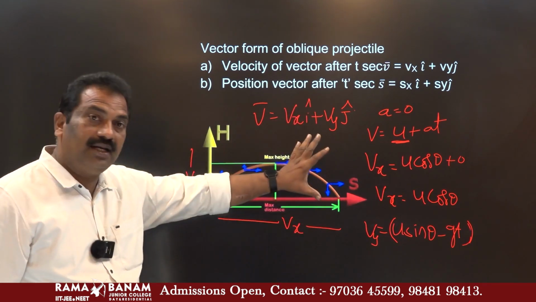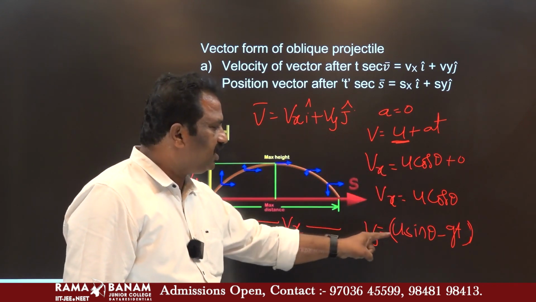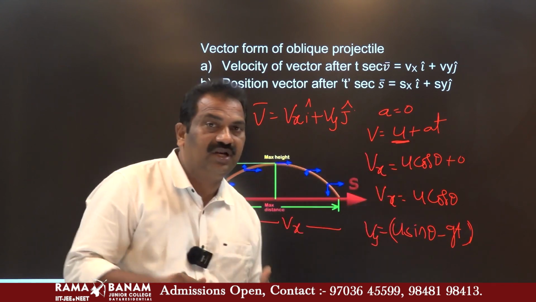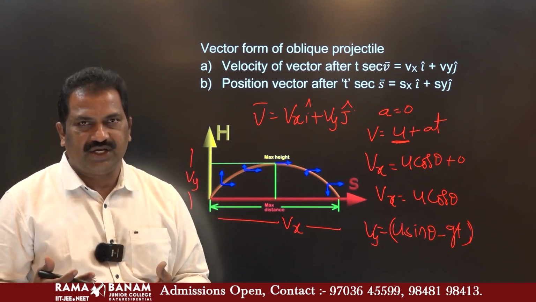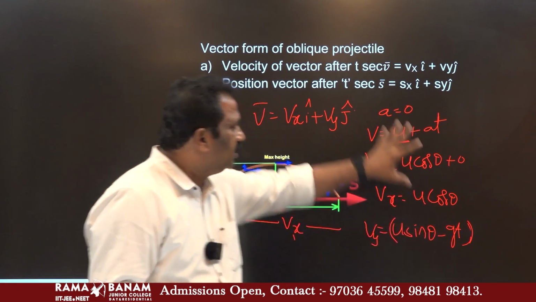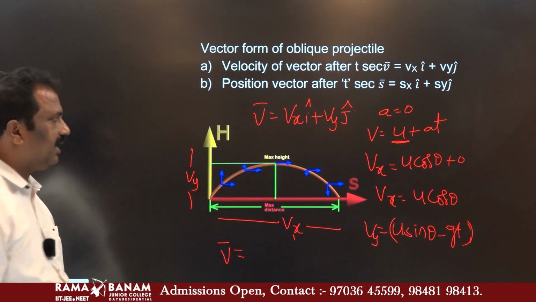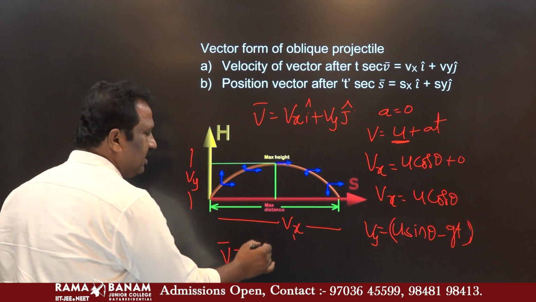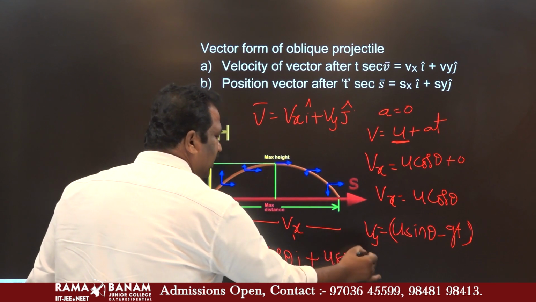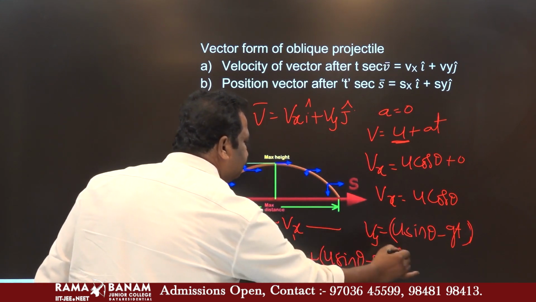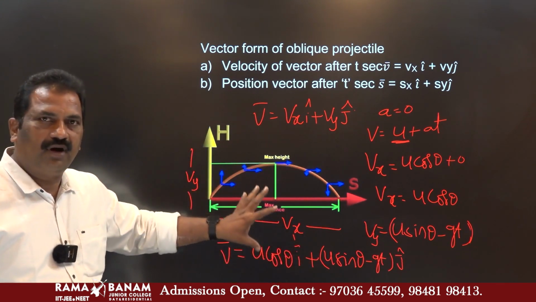Students, listen to one thing. Along the horizontal direction it is u cos theta, and in the vertical direction Vy is equal to u sin theta minus gt. Already we discussed that for the horizontal component acceleration becomes 0, and for the vertical component a is equal to minus g. Substitute these values in the equation. This is the manner to find the velocity vector. That is, v bar is equal to u cos theta i cap plus u sin theta minus gt into j cap. This is the way to find the vector components, the vector form, in the oblique projectile.